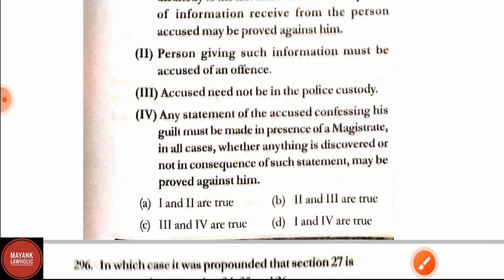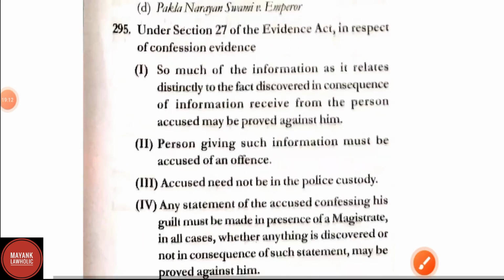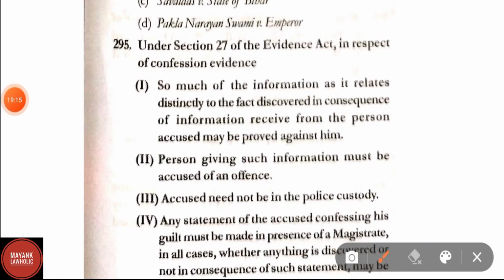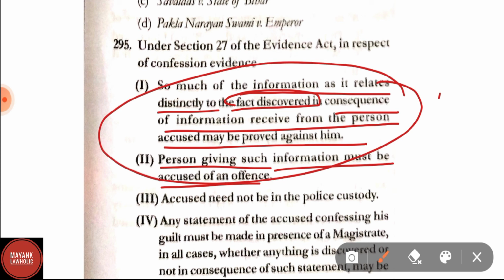In question number 295, the correct statements are statements first and second. Statement first is, so much of the information as relates distinctly to the fact discovered in consequence of information received from the person accused may be proved against him. Statement second, the person giving such information must be the accused of an offence. Statements first and second are true.